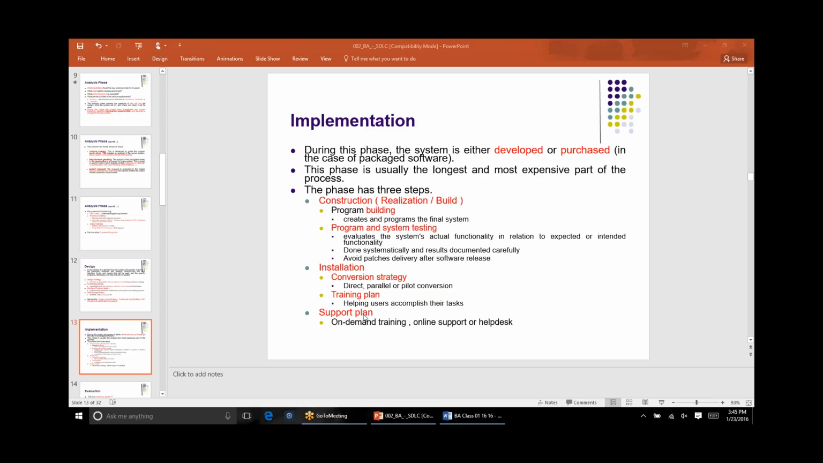Now, construction basically means when you are configuring, doing programming, and after configuration and programming, you are also doing testing, where you actually test the system physically. Okay. Installation is where you install the system, you train on the system, and afterwards you support, making sure the people can use it. Support.